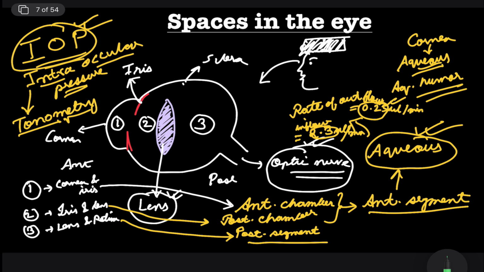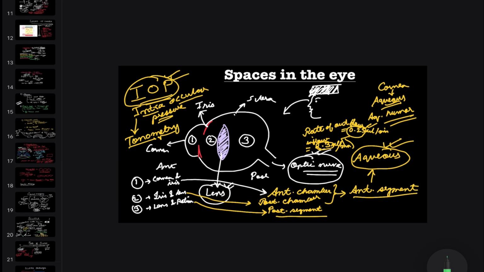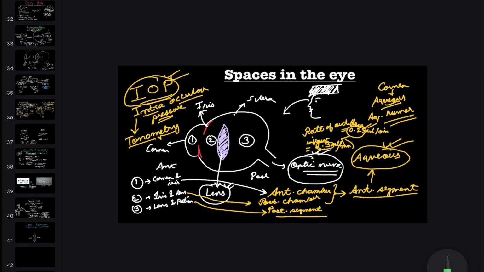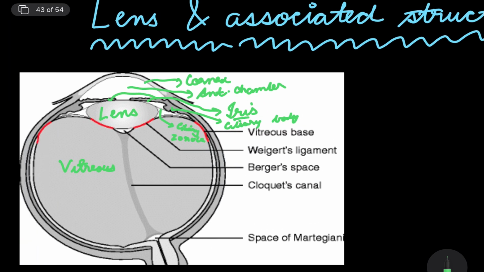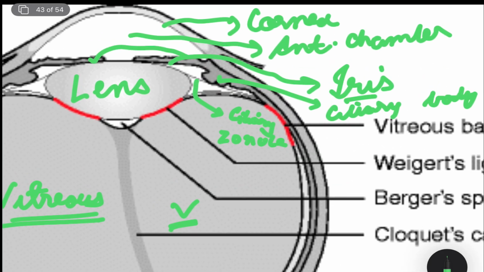This posterior segment houses, or rather contains, what we call the vitreous. So this entire structure over here is the vitreous. Here also, here also. Okay, vitreous. Done. Now, can you see this space over here?